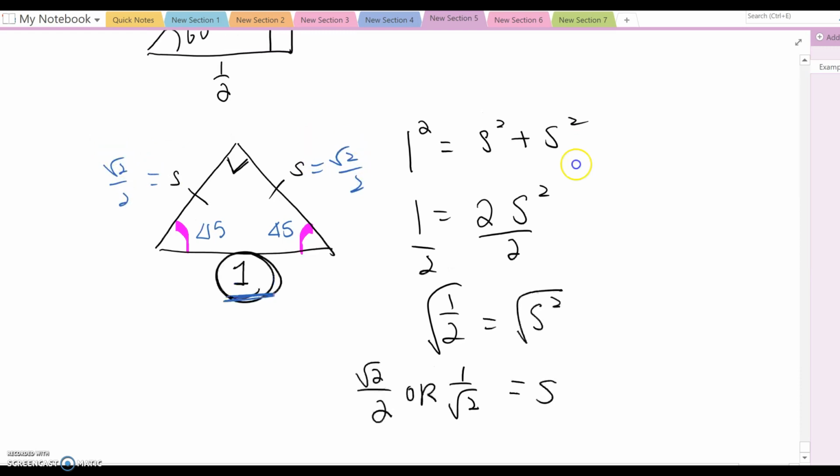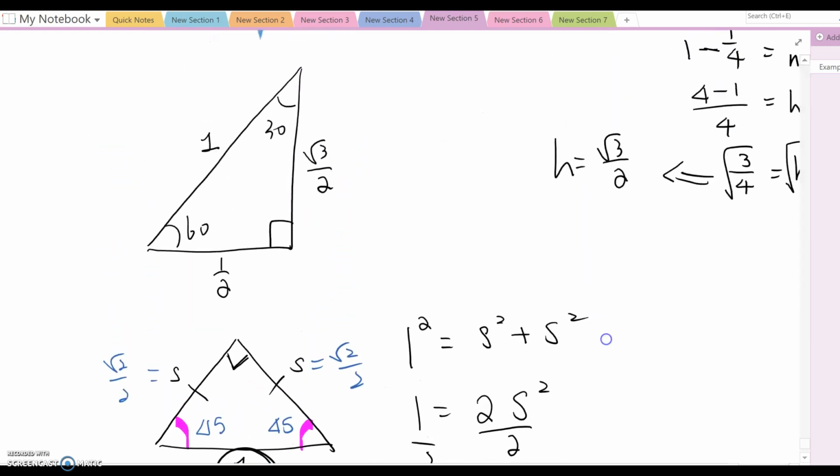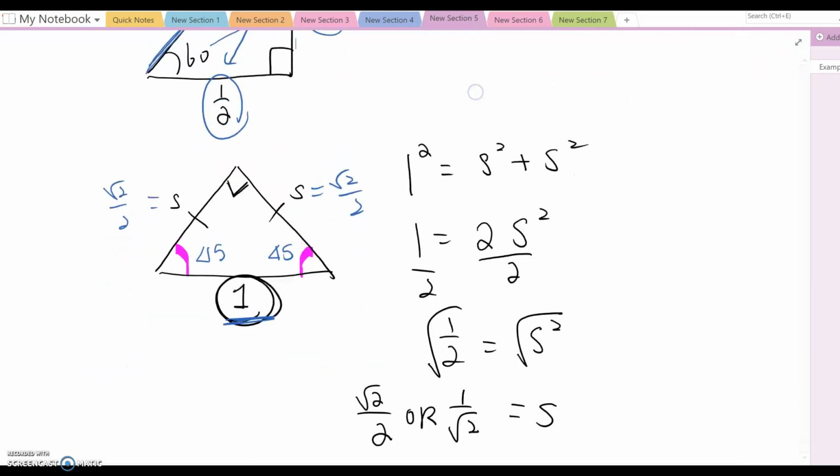Okay? So please think about the 30, 60, 90 triangle. You have to know that the side opposite 90, or hypotenuse, equals 1, then the side opposite 30 equals 1 over 2, and the side opposite 60 becomes root 3 over 2. If the triangle is a 45, 45, 90 triangle, then the hypotenuse is 1, and each leg becomes root 2 over 2. That's the key point to start doing this trigonometry.